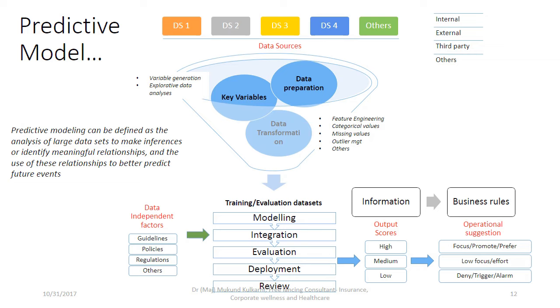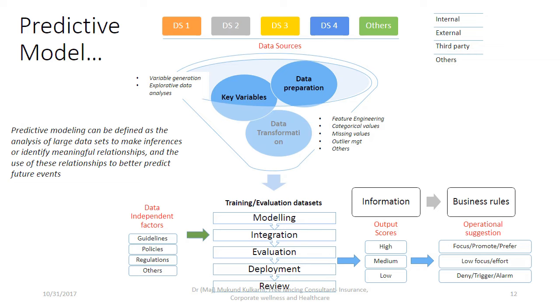Now these data have to be obviously refined, prepared, key variables need to be identified, a little bit of initial exploratory data analytics to understand the trend, the spread, the distribution, and of course apply certain data transformation methodologies like feature engineering and categorization, managing those missing values and outliers. So these are traditional data preparation or data transformation methods which are used almost everywhere in creating any predictive model today.